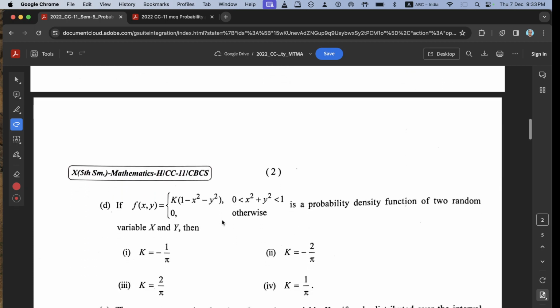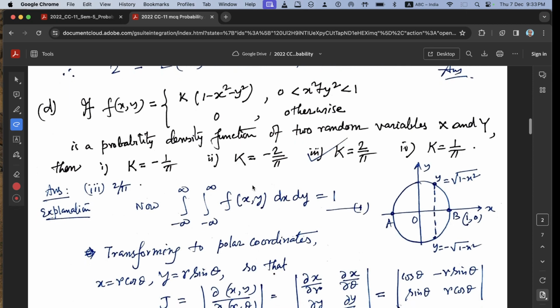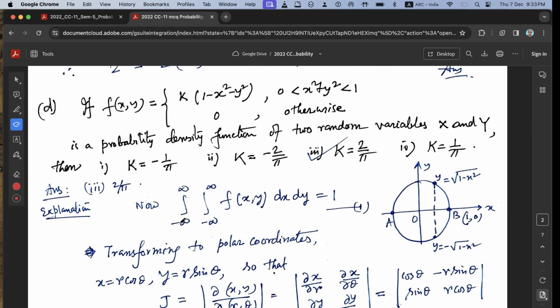Next question D. If f(x,y) equals k times (1 minus x square minus y square) for 0 less than x square plus y square less than 1, and 0 elsewhere, is a probability density function of two random variables X and Y, then what is the value of k? Here the double integration, with x from minus infinity to plus infinity and y from minus infinity to plus infinity, of f(x,y) dx dy equals 1.